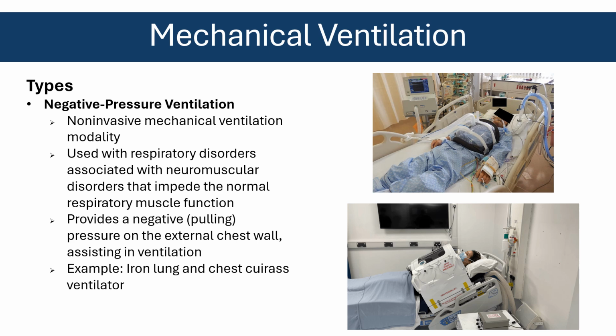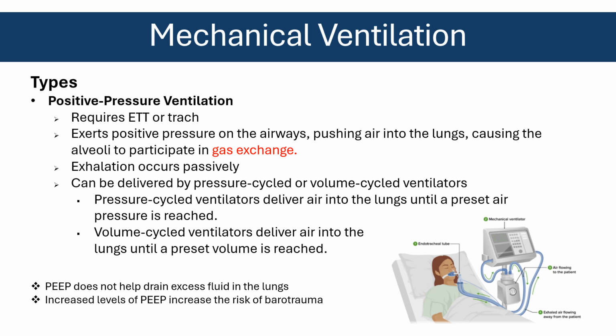What you are going to see is the positive pressure ventilation. When you ventilate someone, they're going to need an ET tube or a tracheostomy. So this is invasive, and you can't mechanically ventilate somebody who doesn't have an artificial airway. We can't just put a mask on and ventilate them. This is going to exert positive pressure on the airways, push air into the lungs, causing those alveoli to participate in gas exchange. Hopefully, that is the job of the alveoli, gas exchange, and that is the whole purpose of mechanical ventilation. The exhalation part is going to occur passively, on its own, but the pushing of the air, the inhalation, is going to be controlled by a machine.